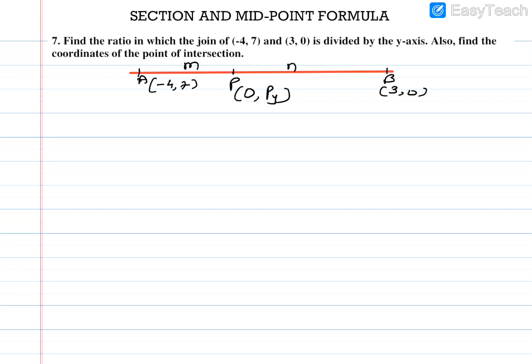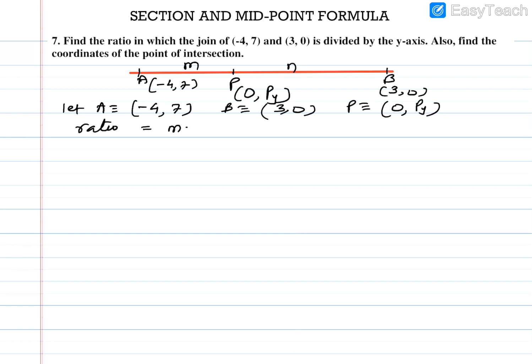Let m is to n be the ratio in which P divides AB. Now I will write, let A be the coordinate (minus 4, 7). B will have coordinate (3, 0). P has coordinate (0, Py), and the ratio we are having is m is to n. Now we have the formula. Here the x coordinate is given as 0, so I will use the x coordinate. Px equals (m x2 plus n x1) upon (m plus n).